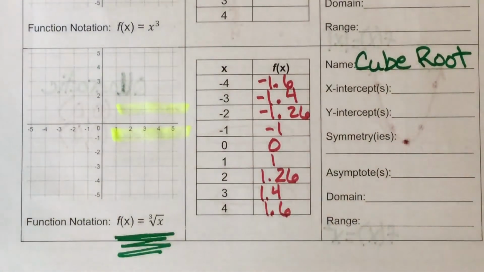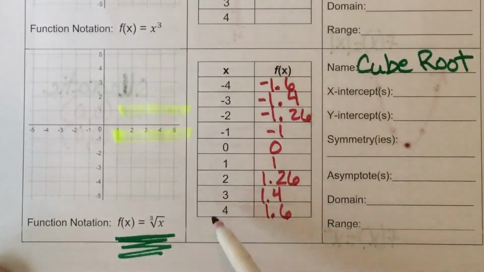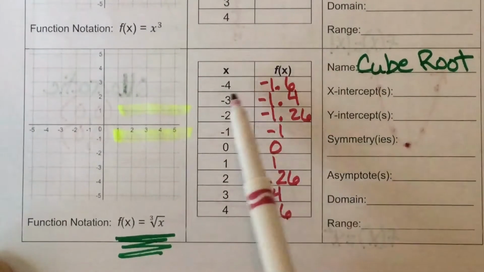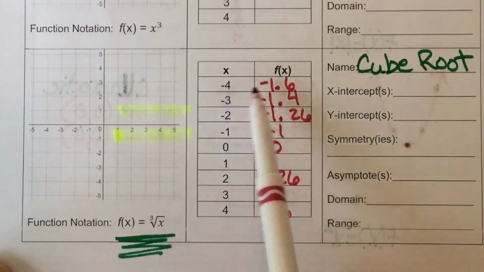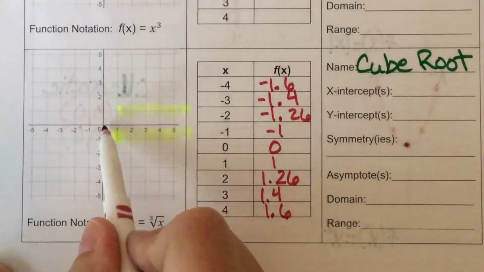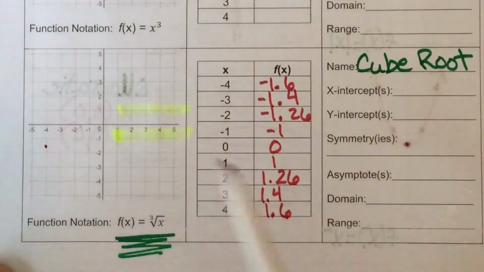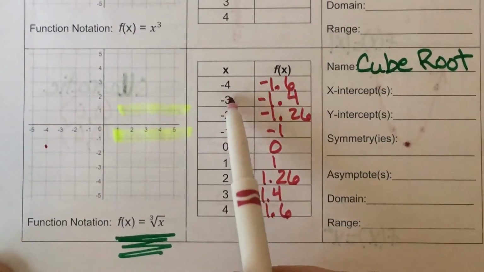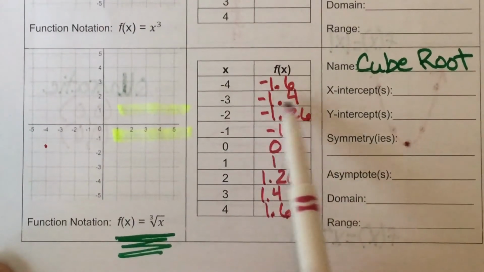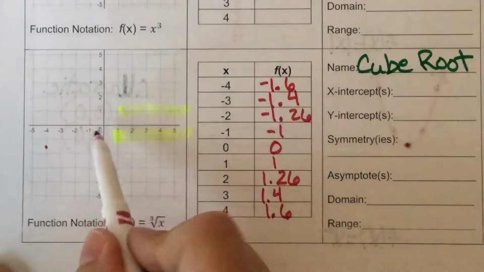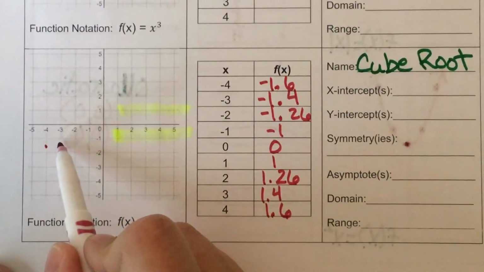All right, so let's plot these points. So remember, x is left and right, y is up and down. So I'm going to go left 4 and down 1.6. So left 4 and down 1.6. So a little bit farther than 1.5 down, but barely. Okay, this one, I'm going to go left 3 and down almost 1.5. So left 3 and down almost 1.5, but not quite.